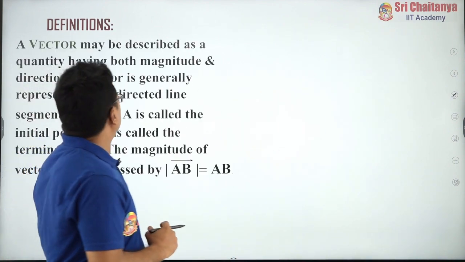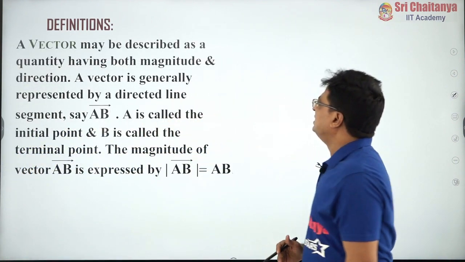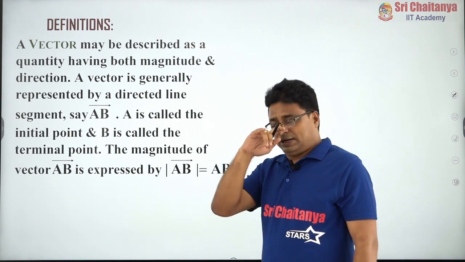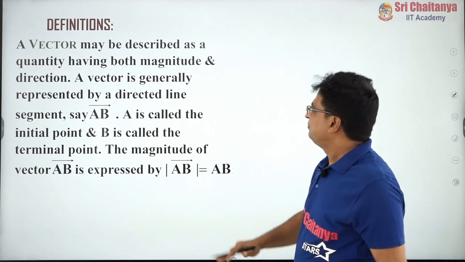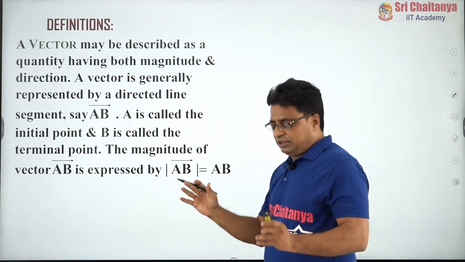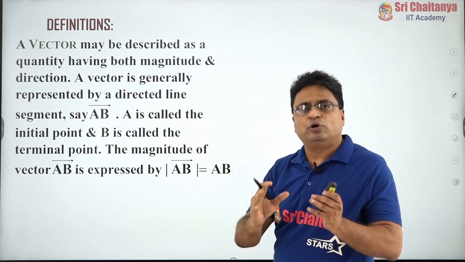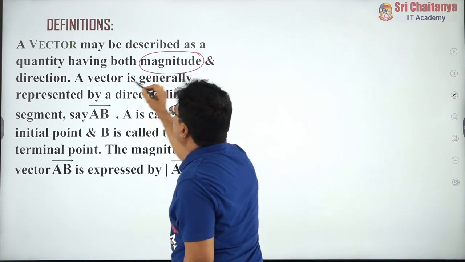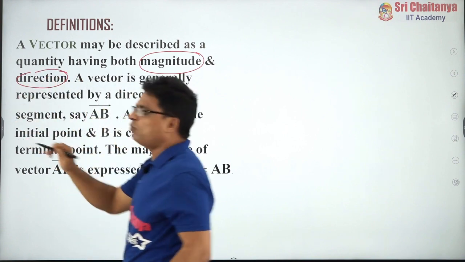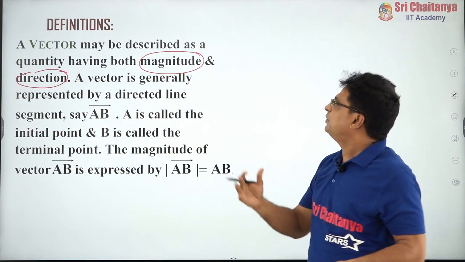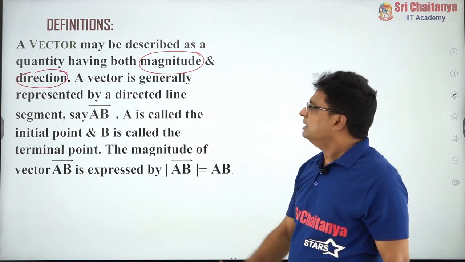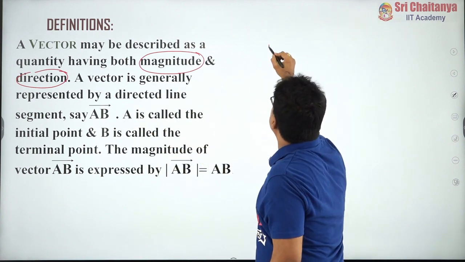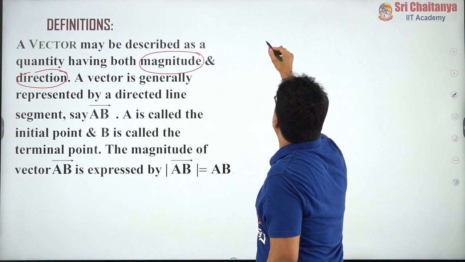Now, this is the definition of a vector. What is a vector? Everybody knows it. Simply, it is a quantity having both magnitude and direction. This is important. Any quantity which has magnitude and direction is called a vector. In general, it is denoted with AB bar. Suppose this is vector AB bar.